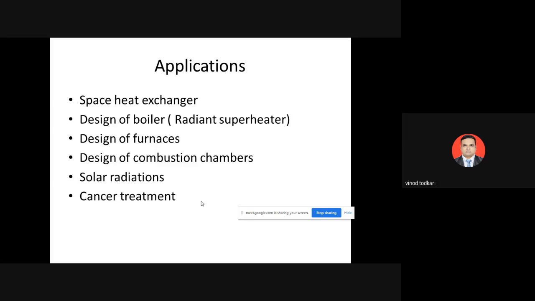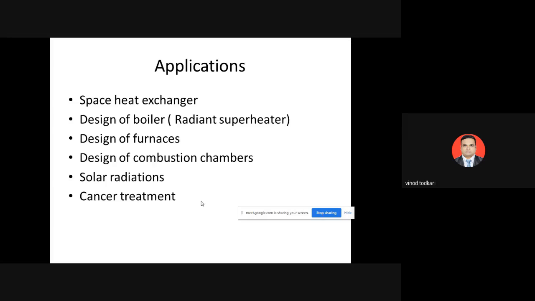Radiation is required in space heat exchangers. You know that in space, there is no medium. There will be a heat exchanger. If you take the example of PSLV, different cooling systems will be there. The electronic systems need to be cooled, so they are cooled with the help of a heat exchanger. For the heat exchanger, we'll be using a fluid. And to cool that fluid, heat has to be rejected to vacuum. When heat has to be rejected to vacuum, that heat transfer will be exclusively because of radiation.